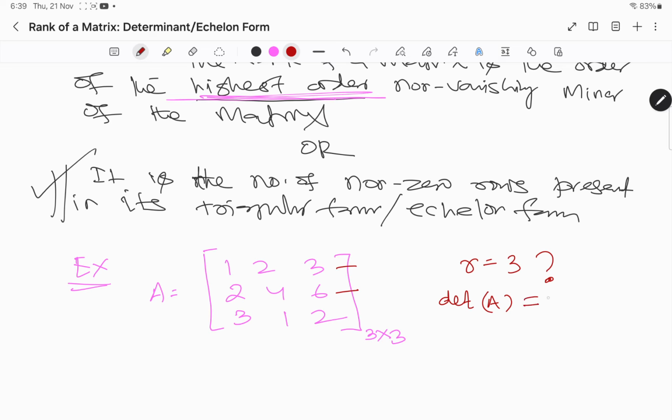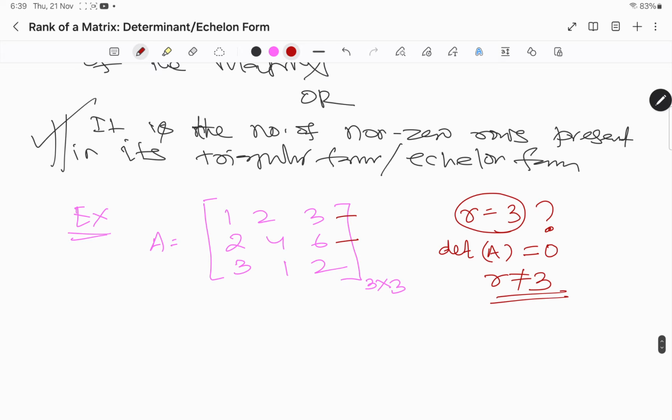So this determinant here is 0. So this determinant of this matrix A having order 3 is 0. So this rank cannot be 3. The highest order minor was supposed to be 3, but this will not work for the rank because the determinant of this is 0. Now if I think of a second order determinant, if I think of some a1, say 1 2 2 4, then the determinant is still 0.